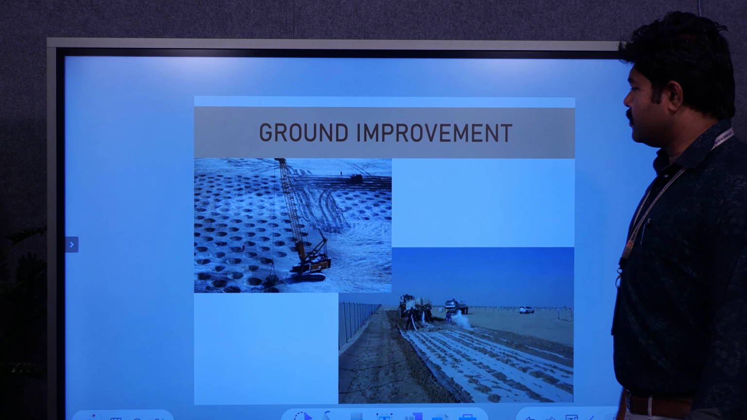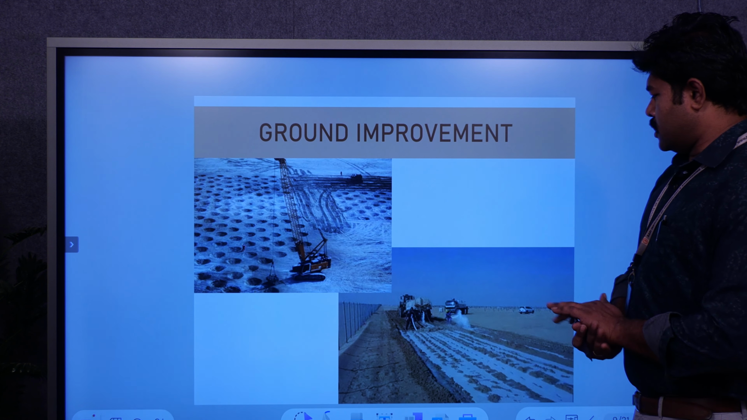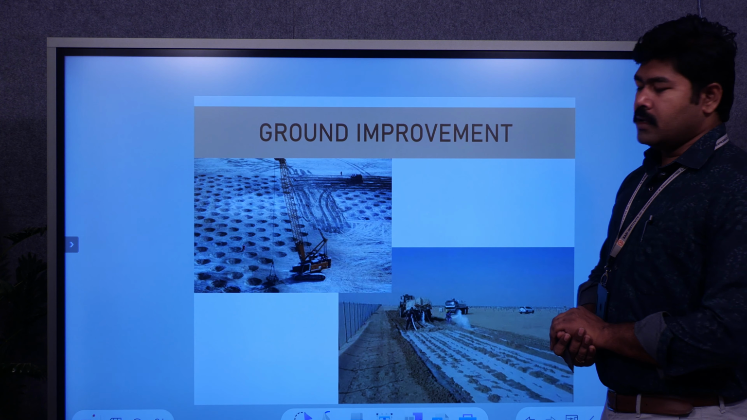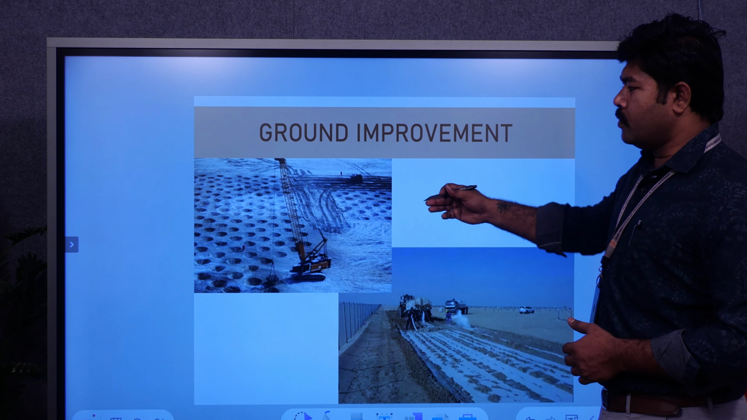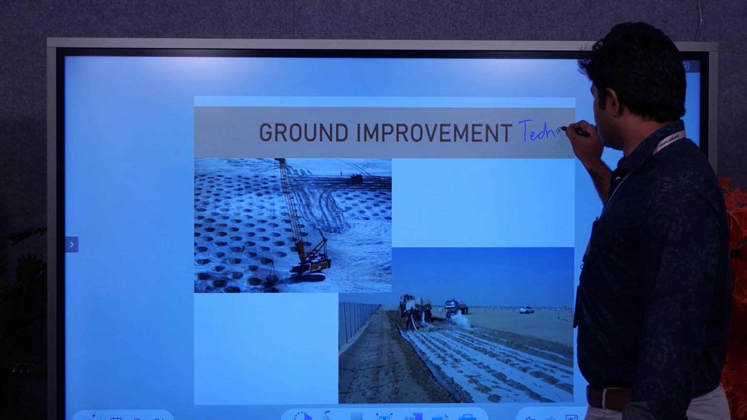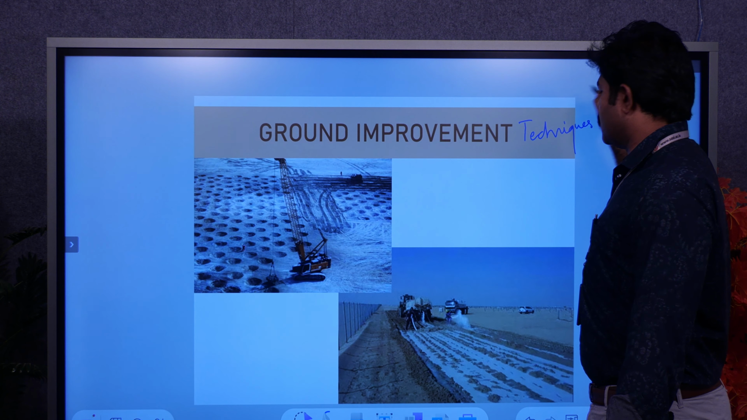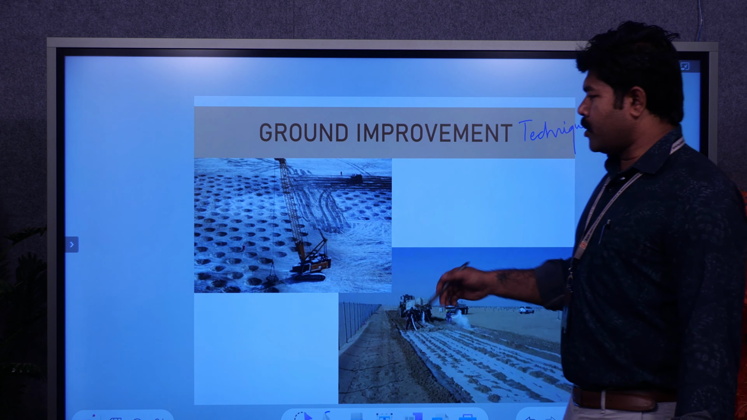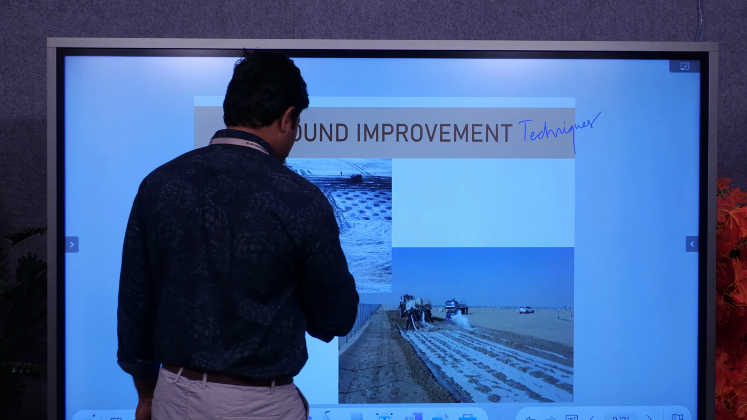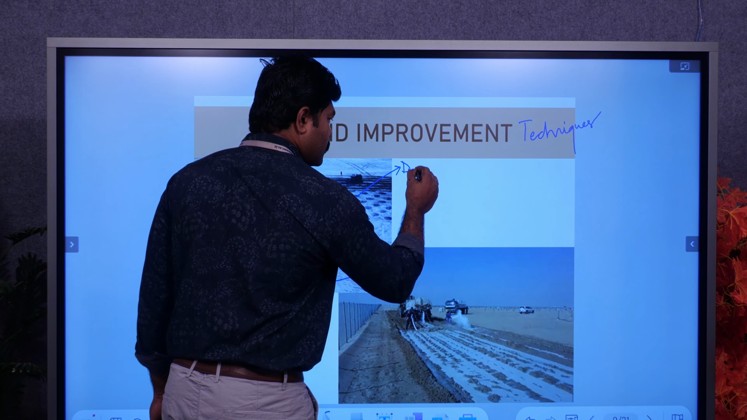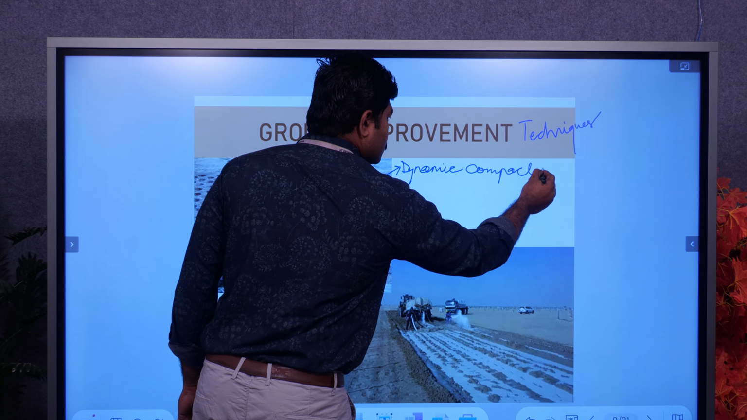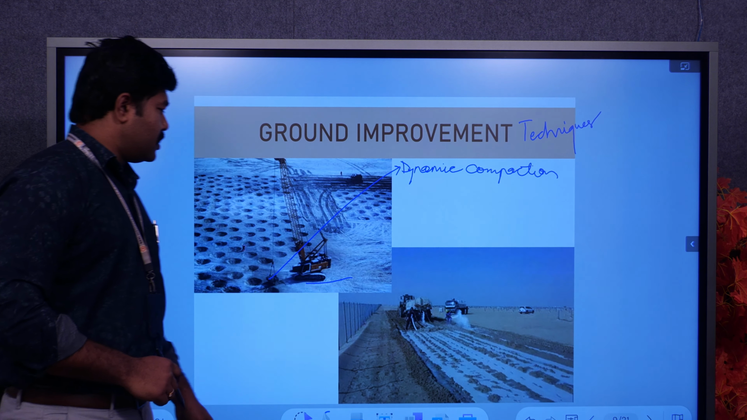Coming to ground improvement. Ground improvement is usually done in fields only. Wherever the ground's properties need to be improved, there we will conduct these ground improvement techniques. Various techniques are there, and among them, this is the dynamic compaction method. Dynamic compaction.